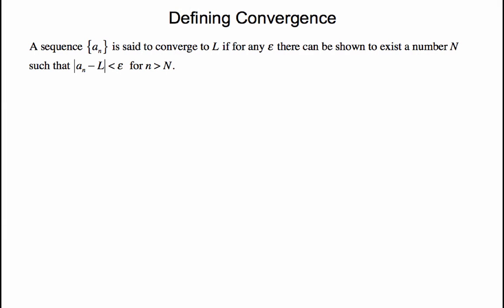Let me now give a formal definition for the convergence of a sequence. Here's that definition. A sequence an is said to converge to L, the limit, if for any epsilon, and this epsilon is going to be very, very small, there can be shown to exist a number N, so N is going to be some large number, such that the absolute value of an minus L is less than this epsilon, provided that n is bigger than this N over here.